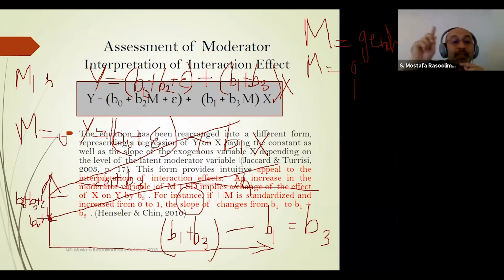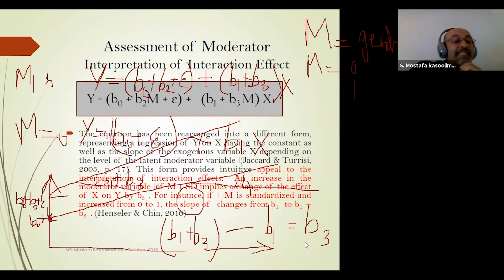Refer to the first example that I showed you. The effect of X to Y is 0.4 for the whole data set. But when we separate male and female, the effect for male is 0.7 and the effect for female is 0.1. So the difference between the effect for male and female is 0.6. So this 0.6 is the effect of the interaction term.